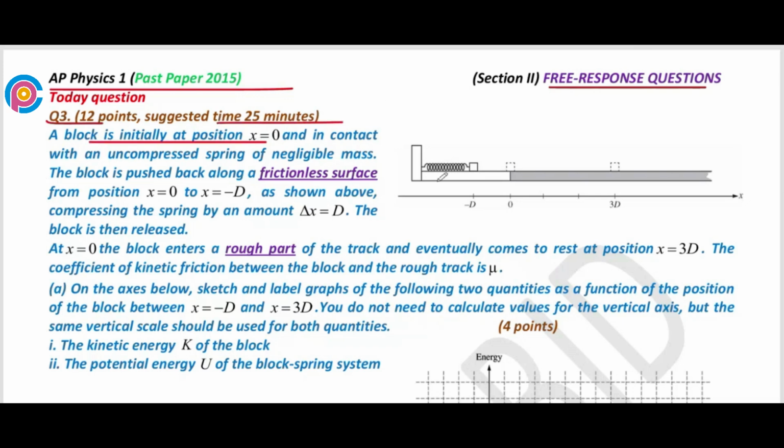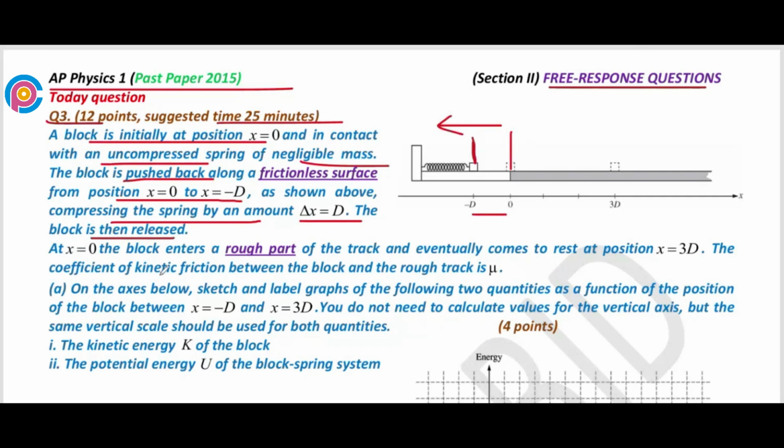The block is initially at the position x0, meaning it is at that position initially and in contact with the uncompressed spring of negligible mass. The block is pushed back along the frictionless surface from position x0 to x equals minus d, meaning it is directed in that direction, to the minus d point, compressing the spring by the amount delta x, that is the displacement delta x.